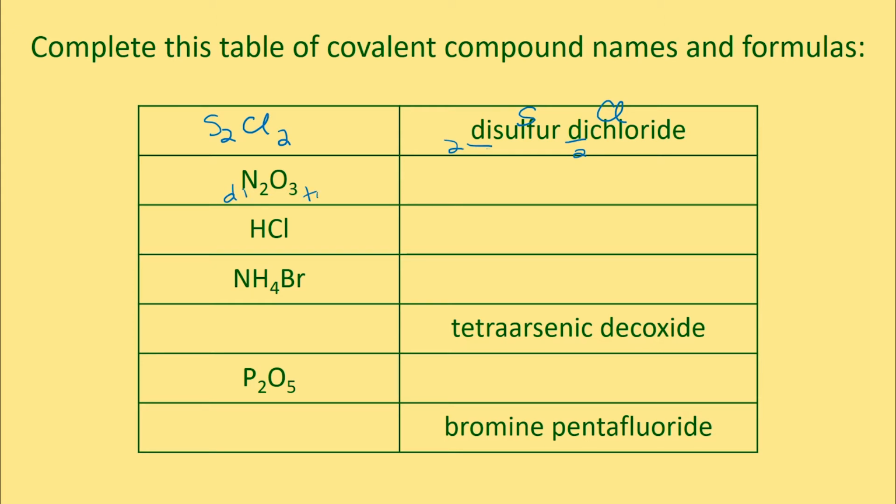When we move on to N2O3, I know that the prefix for 2 for covalent is di. For 3, it is tri. So this is simply dinitrogen trioxide. Remember to change that ending from oxygen to oxide.